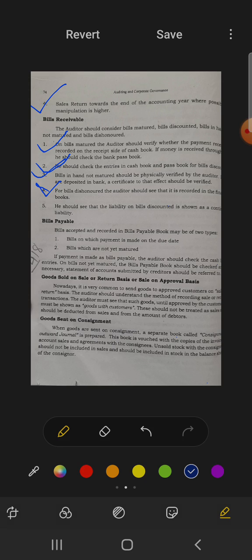Next is bills payable. In the case of bills payable, we all know that these are amounts the company has to pay to the suppliers while making purchases. These are liabilities to the company. They have to be paid before the due date. Otherwise, if it is dishonored, we have to pay fines or penalties.